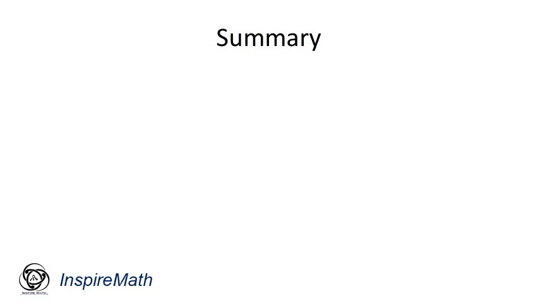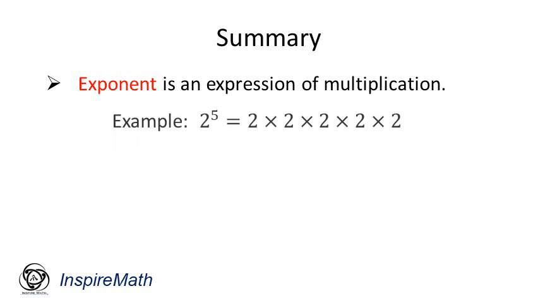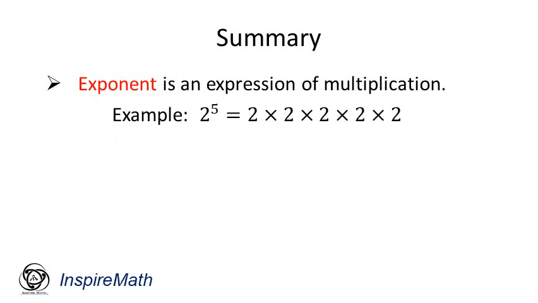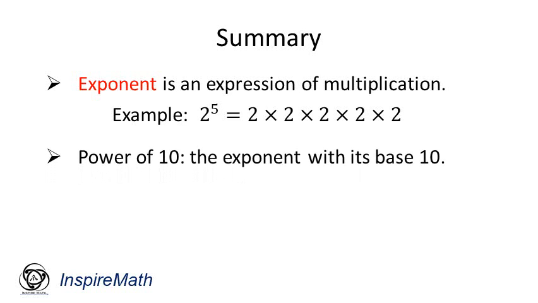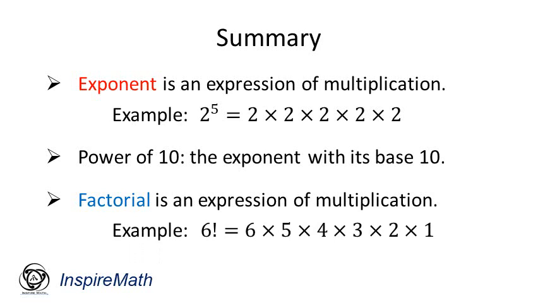Let's summarize today's lesson. An exponent is an expression of multiplication. For example, 2 to the power of 5. This means multiply 2 5 times. So it is equal to 2 times 2 times 2 times 2 times 2. Power of 10 is an exponent with its base 10. Factorial is also an expression of multiplication. For example, 6 factorial. This means 6 times 5 times 4 times 3 times 2 up to 1.